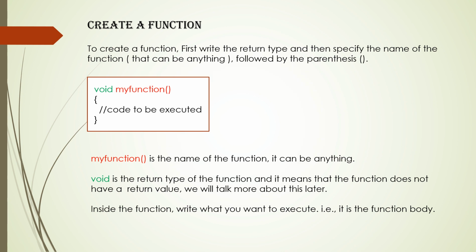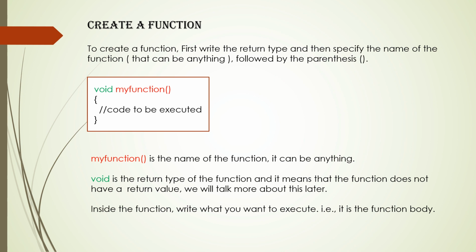See, we mention the return type as void when the function does not have to return any value. If the function is returning any value, then the return type can't be void. It should be something else like int, float, etc., depending on the user requirement. myFunction here is the name of the function. It can be anything. You can even mention your own name or anything of your choice. And then inside the curly braces, write what you want to execute. It is called the function body.